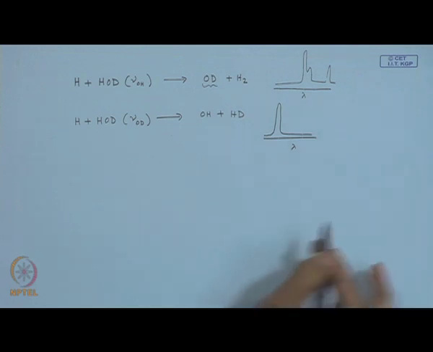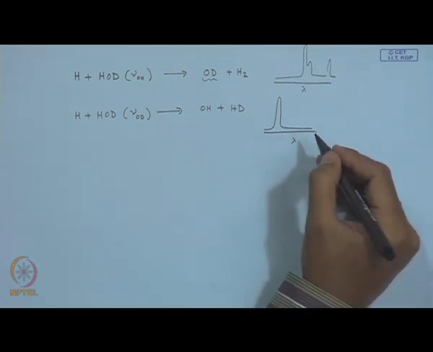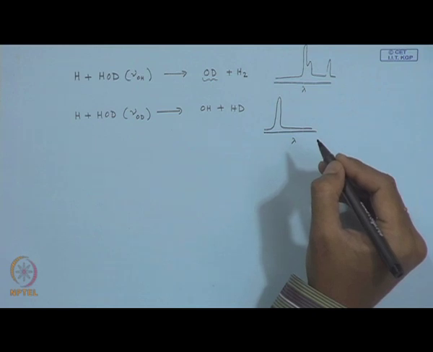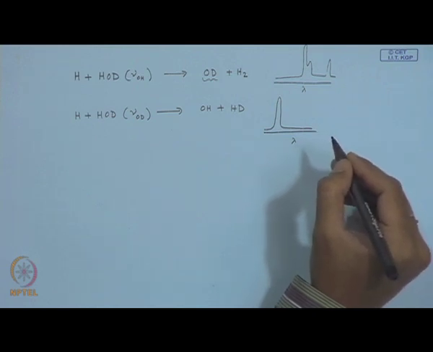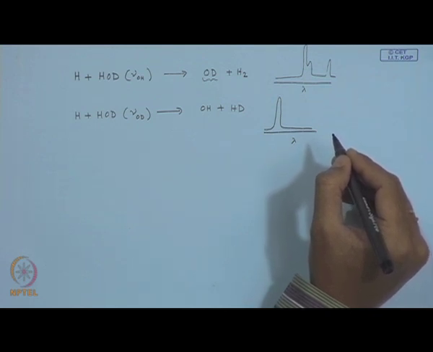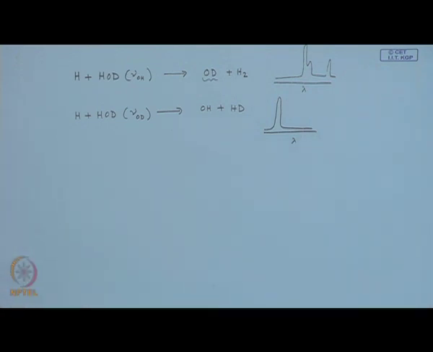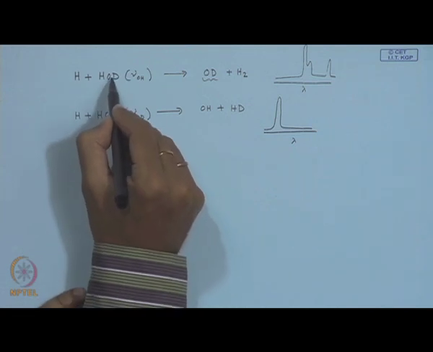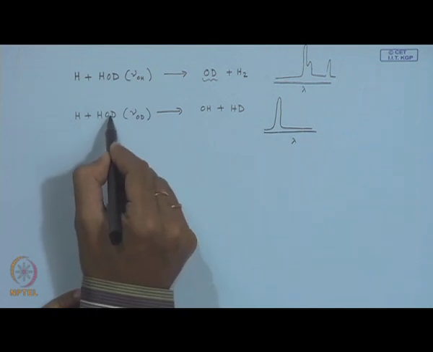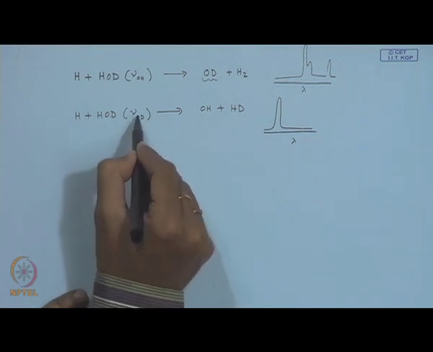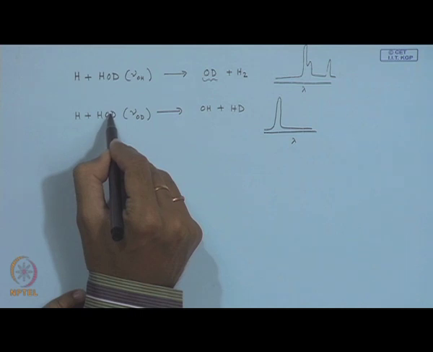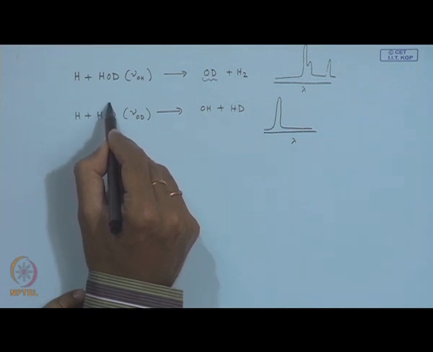So a mode selective reaction will give rise to different reactivity. You can selectively excite a particular bond. This is nu OH, so you can selectively break this bond. And nu OD means you selectively excite this bond, therefore this will be ruptured.